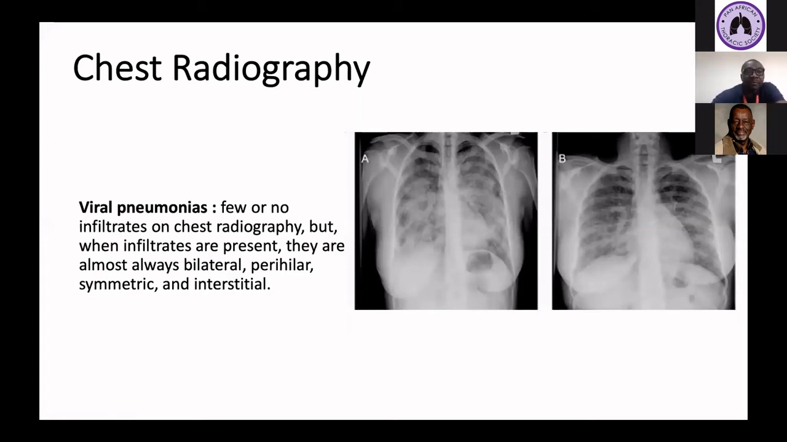When it is viral pneumonia, we may have few or no infiltrates on chest radiograph, but when infiltrates are present, they are always bilateral, as shown in this chest X-ray. They are interstitial and they are usually symmetric.